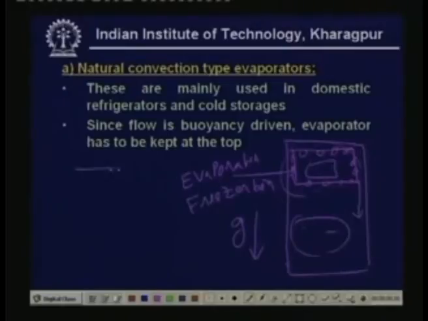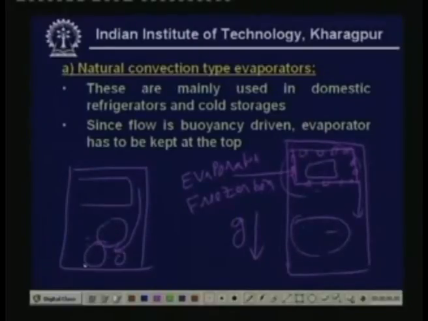So, if you see from the side, the evaporator will be something like this. So, cold air comes down, and as it comes down, it comes in contact with the food products kept at the bottom, and it takes the heat from the food products and it becomes warm. Once it becomes warm, again it rises up. Once it rises up, again it comes in contact with the evaporator surface, it becomes cold, and again it comes down. So, this natural circulation is maintained by keeping the evaporator at the top.